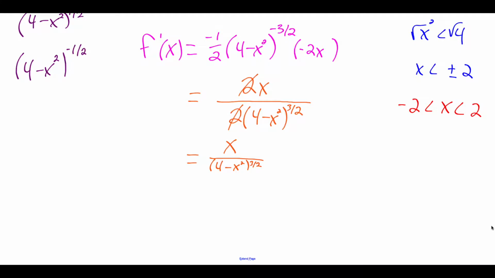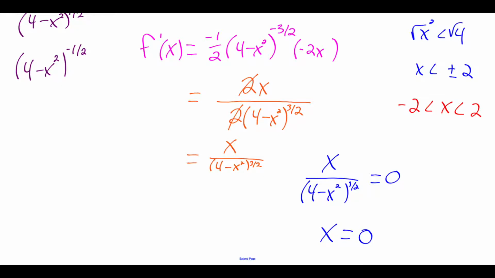Now as far as finding the critical numbers for this function, the first thing we want to do is check where the derivative is equal to 0. So I'm going to take this derivative that we just got and set it equal to 0. So x over 4 minus x squared to the 3/2 power is equal to 0. If I multiply that denominator over to the other side to that 0, I just get x equals 0. So we've got a critical number at the x value of 0.